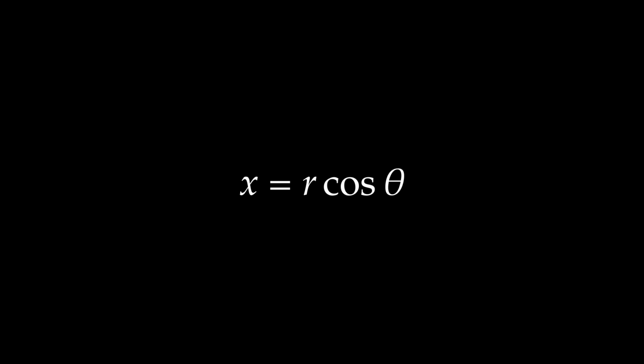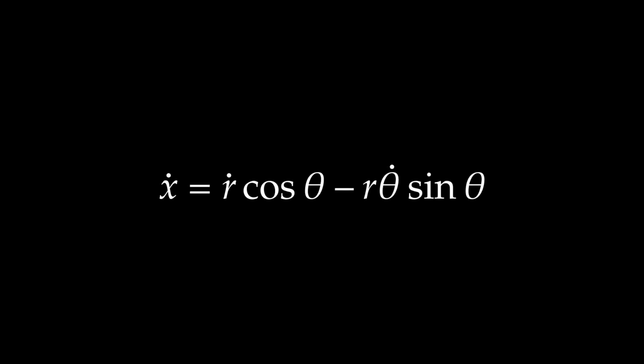Therefore, I'll apply the product rule to it. x dot is equal to the derivative of the first times the second plus the first times the derivative of the second, back and forth like that. So it's equal to r dot cosine theta, minus r theta dot sine theta. Luckily, I have such brilliant students who can follow these arguments that I make.